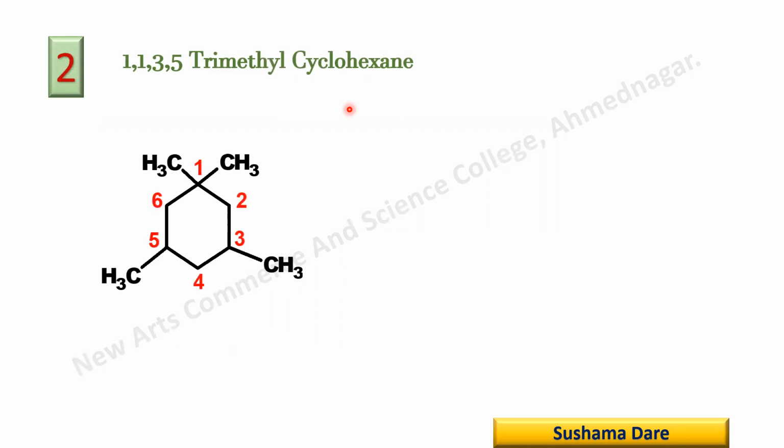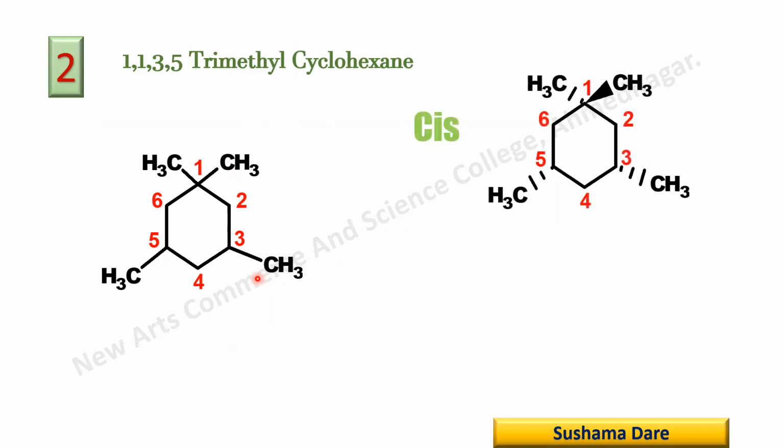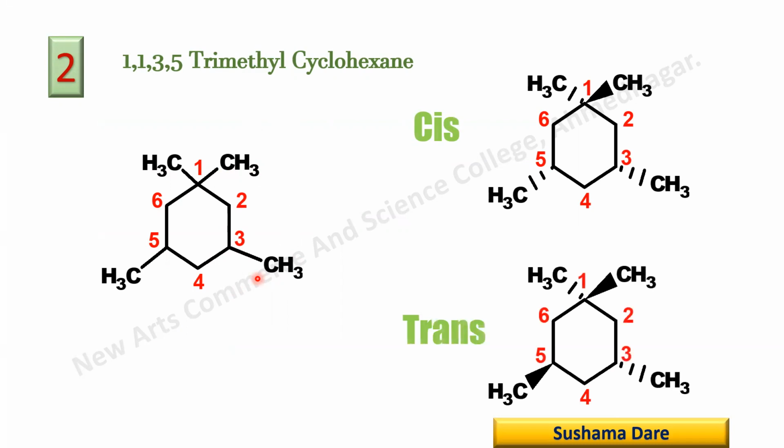So this is the structure of 1,1, third position and fifth position. So there are 4 methyl groups at 1, 3 and 5 positions. So with respect to that, there are 2 stereoisomers, one is cis and another is trans. In the cis isomer, you can see here that 3 CH3 groups are dotted, on the same side, while one CH3 group is on the opposite side. So this is the cis isomer.